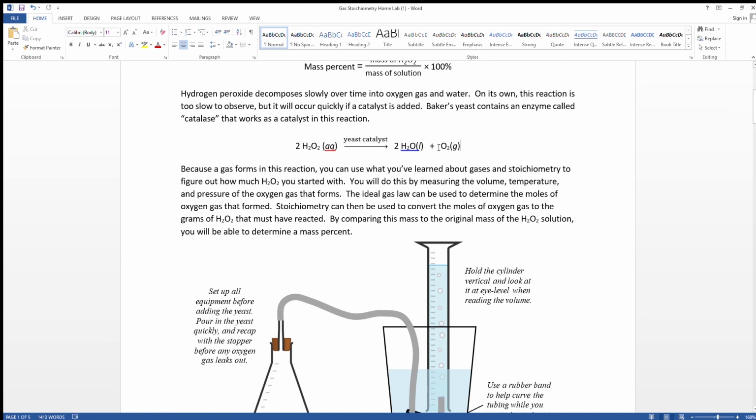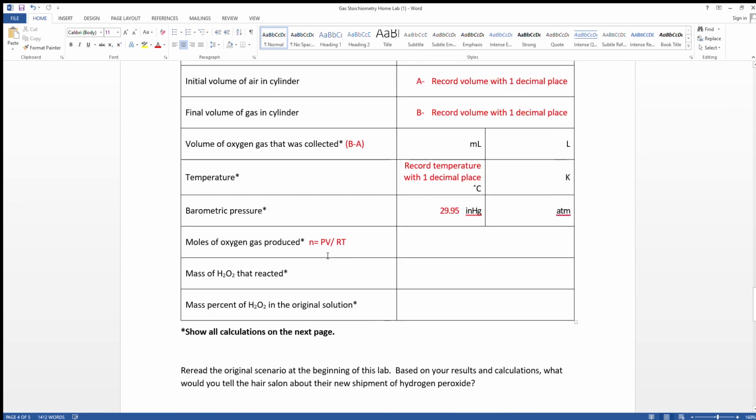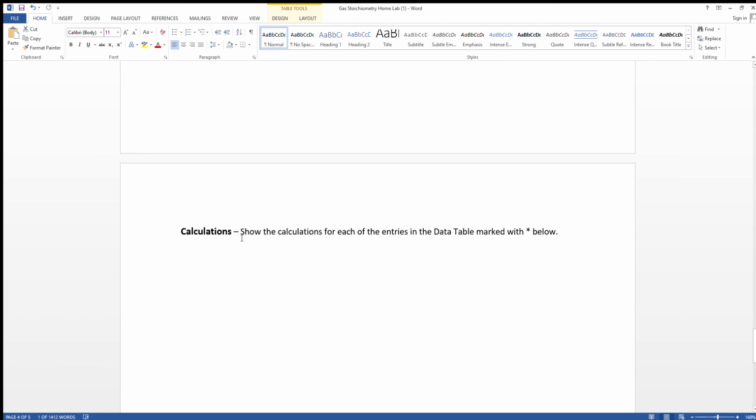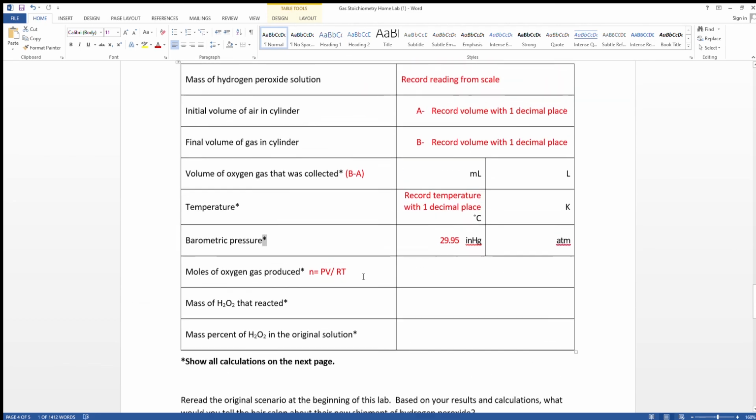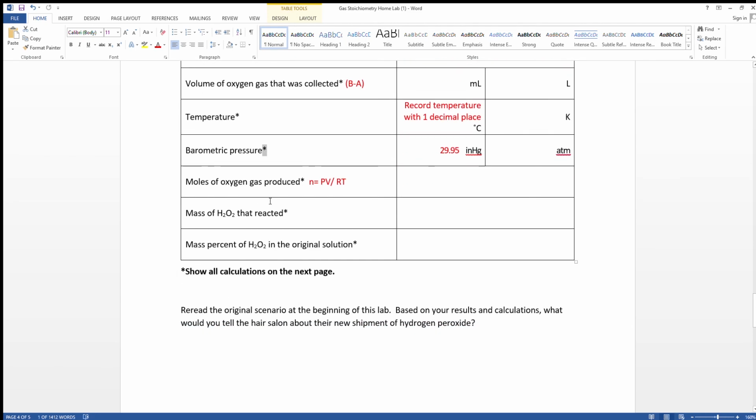So you will be using the mole ratio conversion here to convert moles of oxygen to moles of hydrogen peroxide. And once you have moles of hydrogen peroxide, you will be converting those moles to the mass of hydrogen peroxide with the help of the molar mass conversion factor. And for all these stoichiometric measurements, you actually have to show the calculation on the calculation page here. Okay, so make sure you show those calculations there.